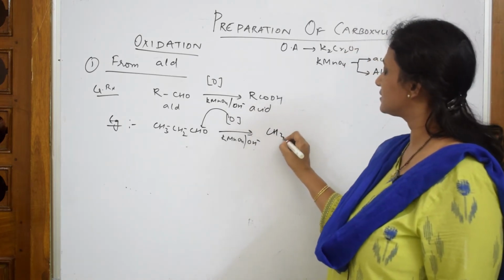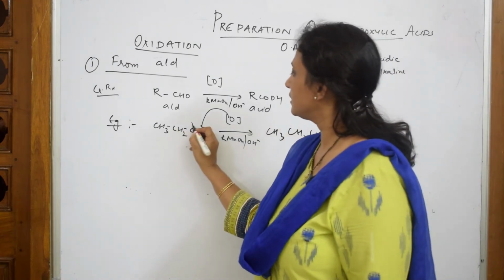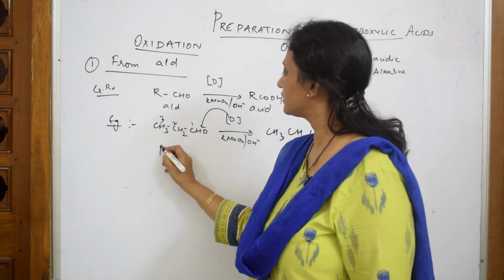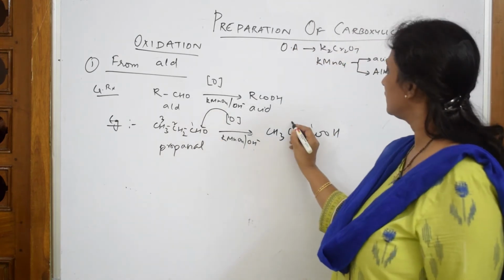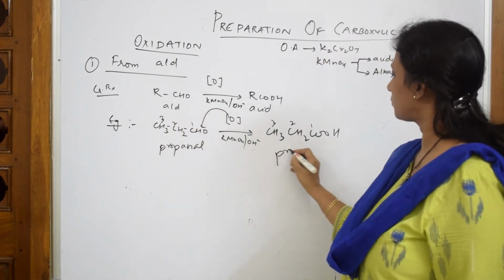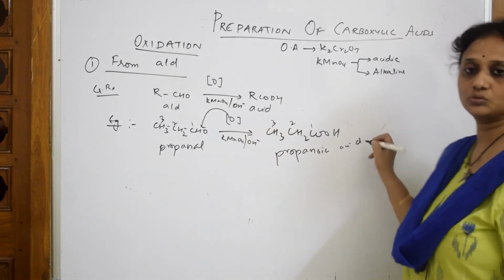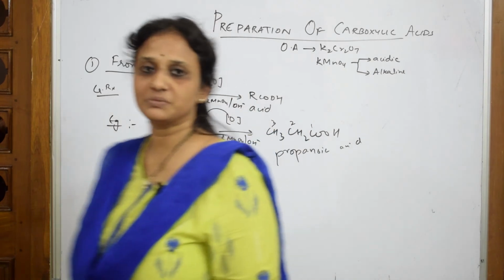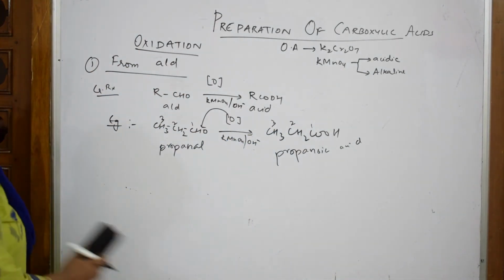I get CH3CH2COH. So this is 1, 2, 3. So what is this? Propanal. What is this? 1, 2, 3. So propanoic acid. So the same number of carbon atoms. I'm sorry, I made a mistake in this last one. So please note it. So this is from your aldehydes, right?